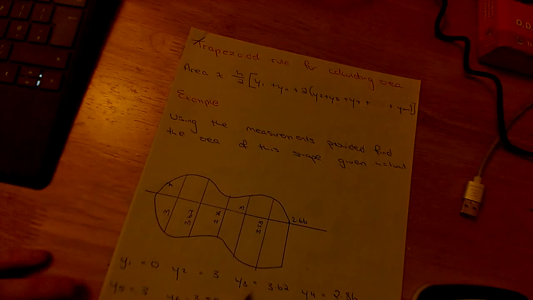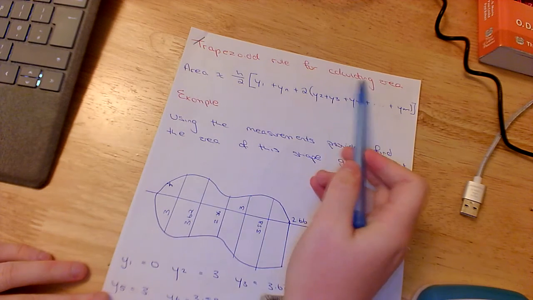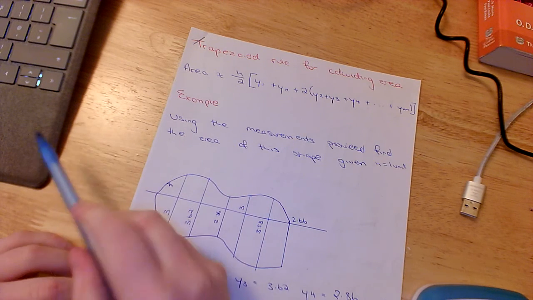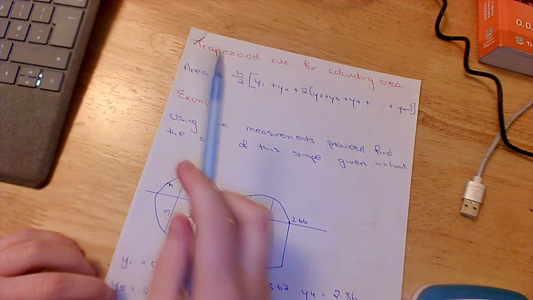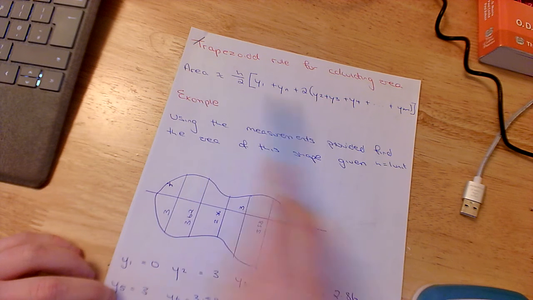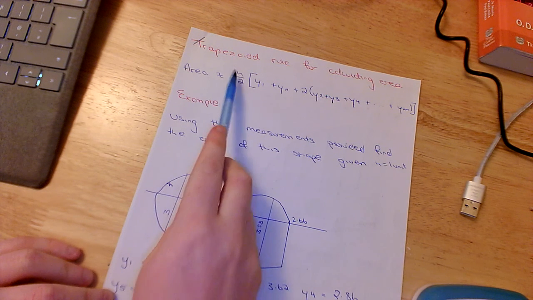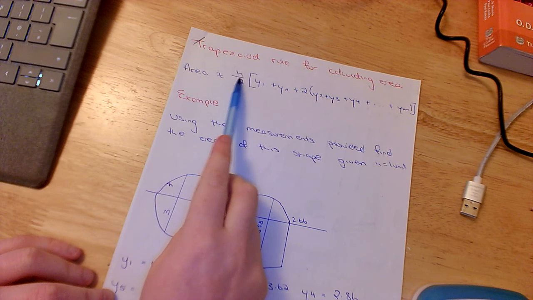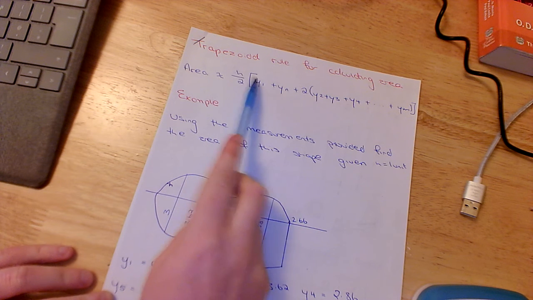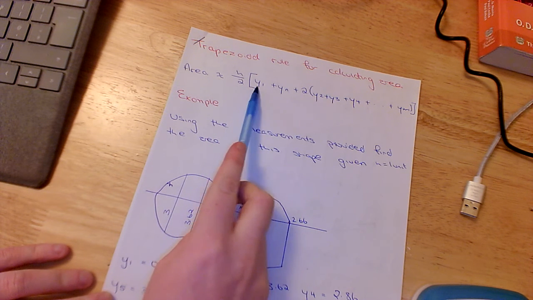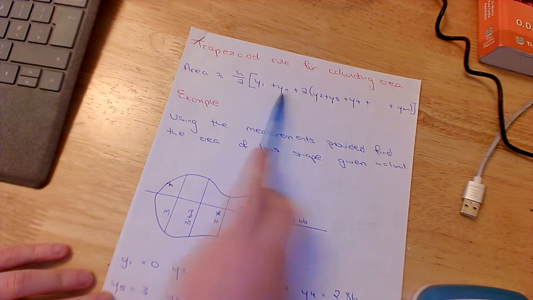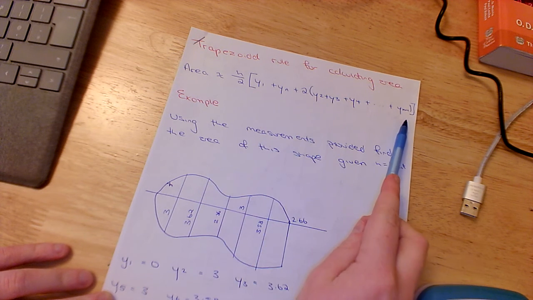Today we're looking at the trapezoidal rule for calculating area. We've looked at this already before, so it's just a quick recap. The area approximation formula is in my log table. It's h over 2, the width of the intervals over 2, times y1, the first term, plus the last term, plus 2 times all the terms in the middle.